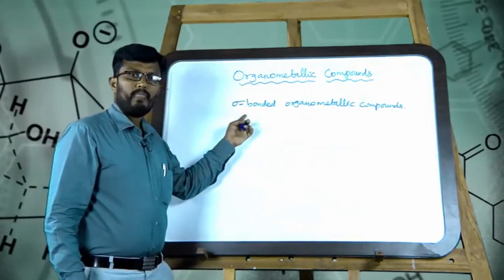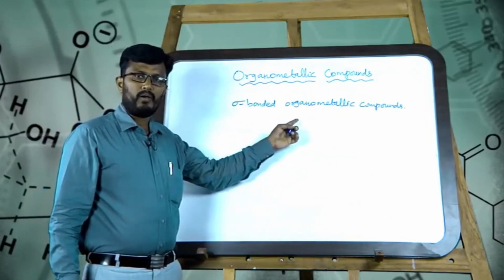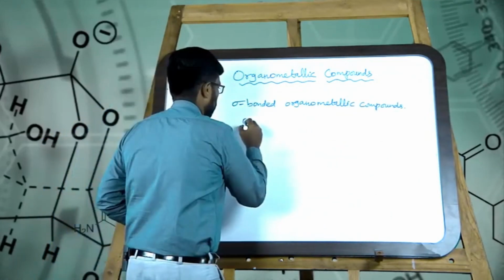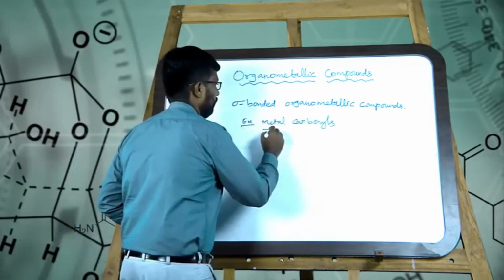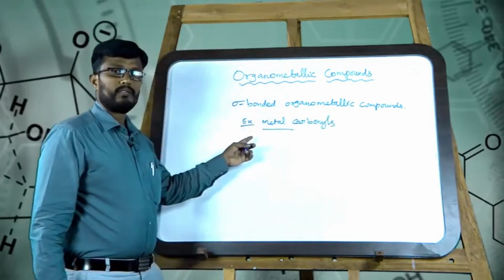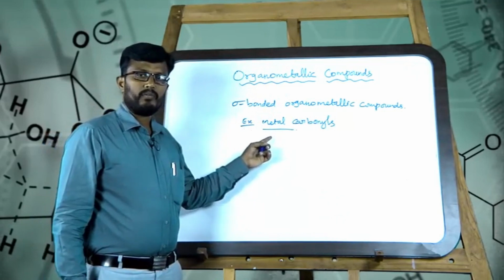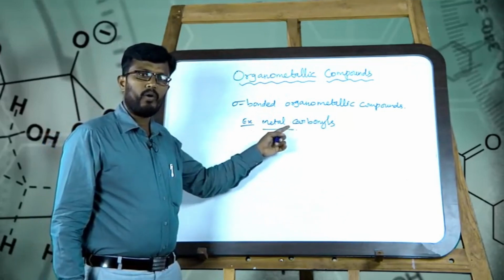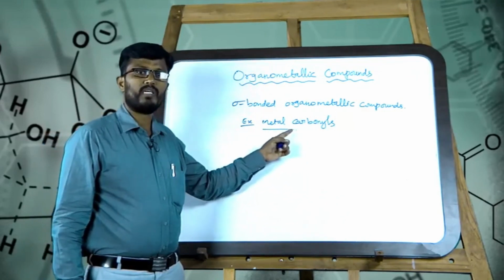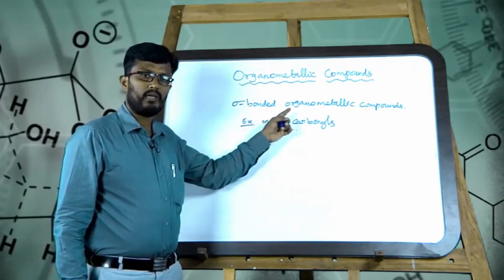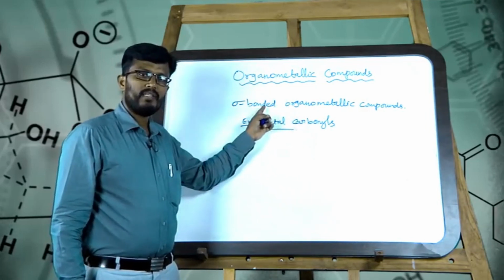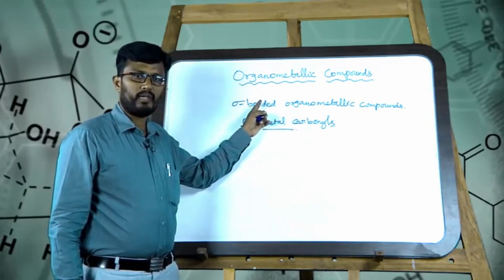Now we want to know about sigma bonded organometallic compounds. For example, metal carbonyls. The organic compound, that means the carbonyl compound, coordinates with the metal atom through a sigma bond. So metal carbonyl is derived from sigma bonded organometallic compounds.